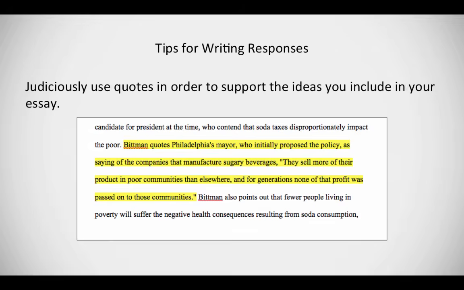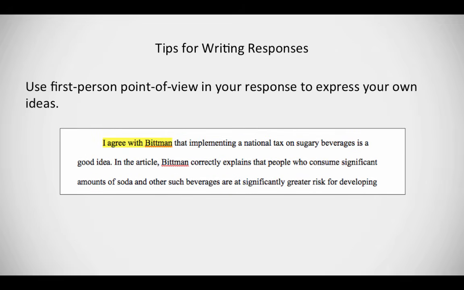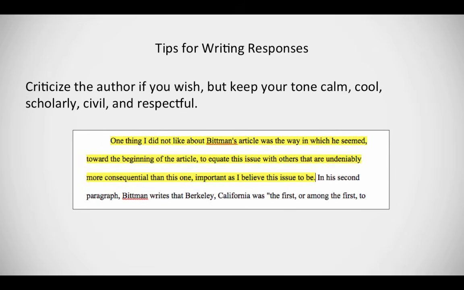Feel free to use first person in the response portion of your summary response essays. In fact, you'll have to use first person to talk about your own personal experiences, which is encouraged in the response. Also, keep in mind that it's okay to criticize the author if you wish. Just be sure to keep your tone calm, cool, scholarly, civil, and respectful, like in this example.